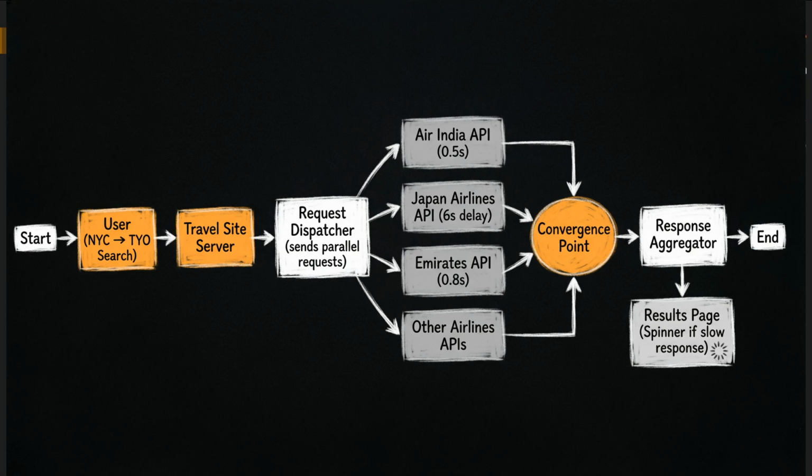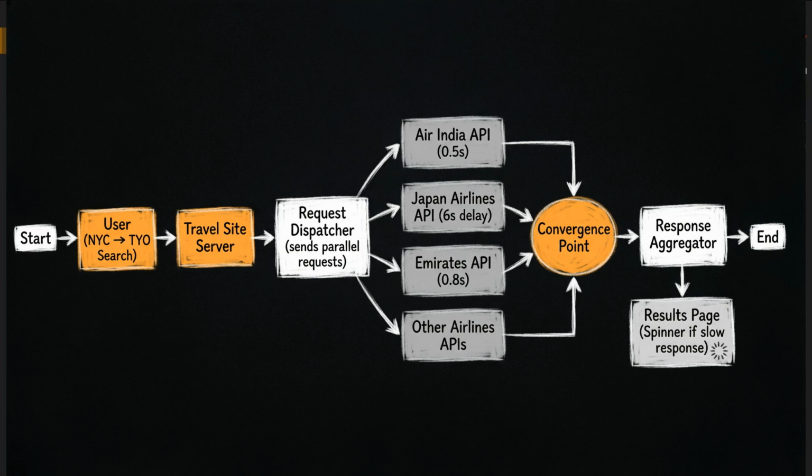Let me paint you a picture. It's Friday night. You're booking a last minute trip to Tokyo. You go to your favorite travel site, type in NYC to Tokyo, and you hit search. Behind the scenes, here is what's happening. Your server sends out 10 requests: one to Air India, one to Japan Airlines, one to Emirates, all at the same time. Good so far, right?